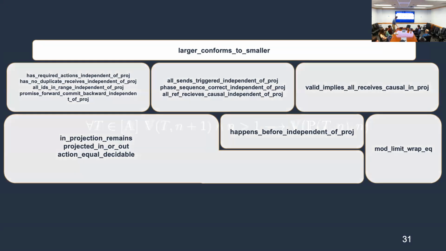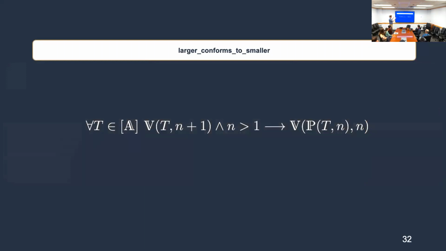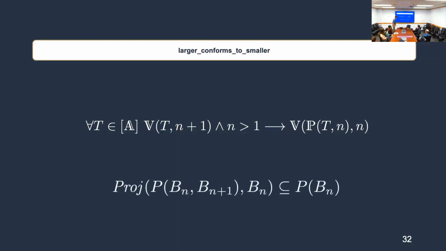So with that described, I want to formally define this larger conforms to smaller. So we say for all T, set of traces, right, that is an ordered list of actions, if T is valid for size n+1 and n is greater than 1, then that implies that when we project that trace to size n, that projected trace is valid for size n. So we want to show that this implies conformance. So this is what we need to prove to show conformance.